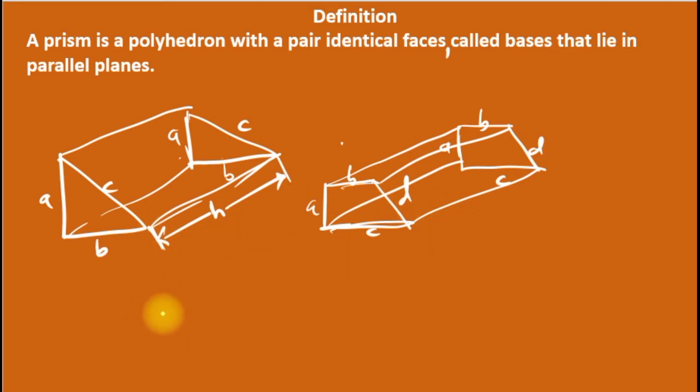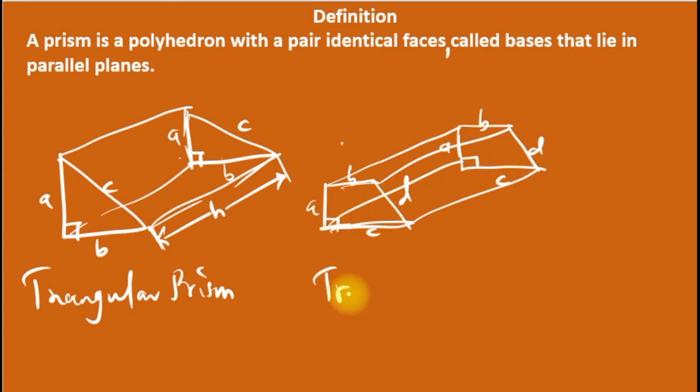And we name a prism by the shape of the base. So as you can see, the base here is a triangle. So this is a triangular prism because the base is a triangle. Again, here, this is a trapezoid, as you can see. So this is a trapezoidal prism. So we name a prism based on the shape of the base.